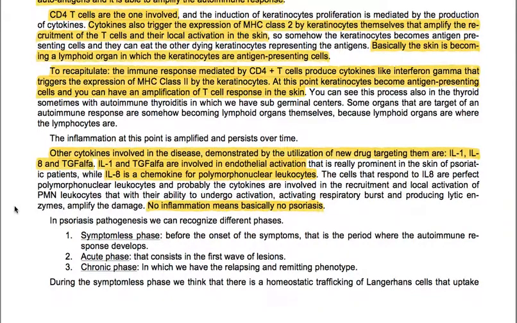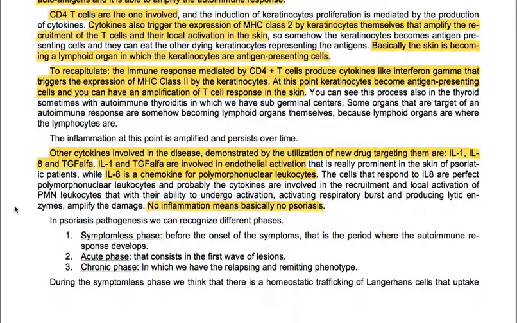The cells that respond to IL-8 are polymorphonuclear leukocytes, and probably these cytokines are involved in the recruitment and local activation of PMN leukocytes that, with their ability to undergo activation, activating respiratory burst and producing lytic enzymes, amplify the damage. Inflammation means basically psoriasis. So if there is no inflammation, there is no psoriasis.